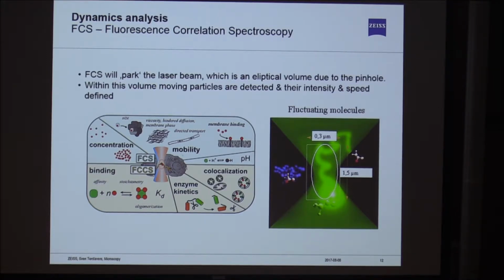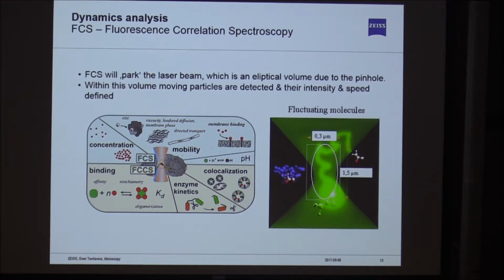The first part would be FCS, fluorescence correlation spectroscopy. In FCS, what we do is we do not scan our image, we actually park the laser beam in one specific spot in the cell. Because of the pinhole and the objective, we only illuminate a small volume, which is this ellipsoid here. While it's parked, all the molecules that are moving freely in my sample, once in a while, one of those molecules will pass through this volume. Since this is excitation light, the moment that they pass through the volume, they will start emitting fluorescence.